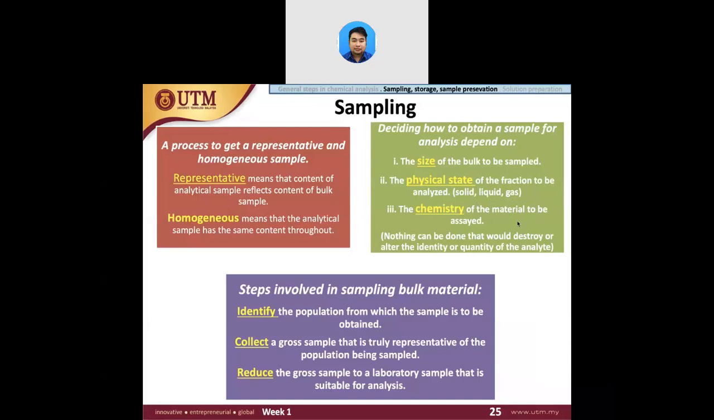So steps involved in sampling a bulk material. So you need to identify the population from which the sample is to be obtained. You need to collect a gross sample that is truly representative of the population. And lastly, you need to reduce the gross sample to a laboratory sample that is suitable for analysis. Okay. Later on, you will see the distribution of it.